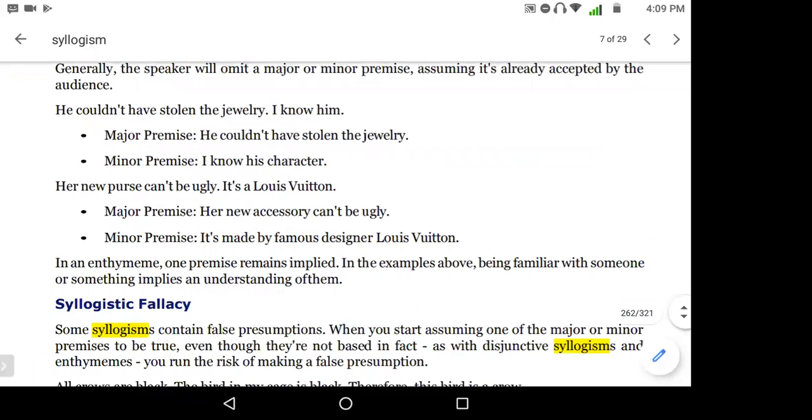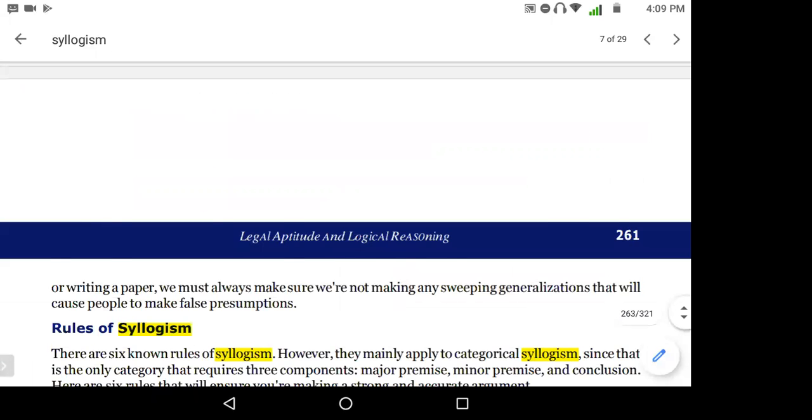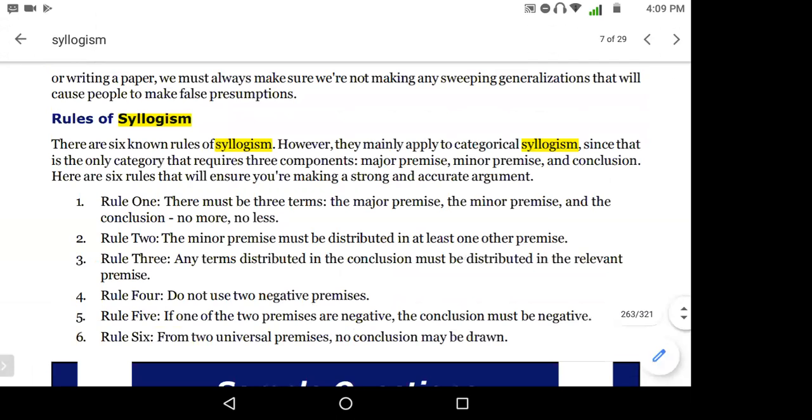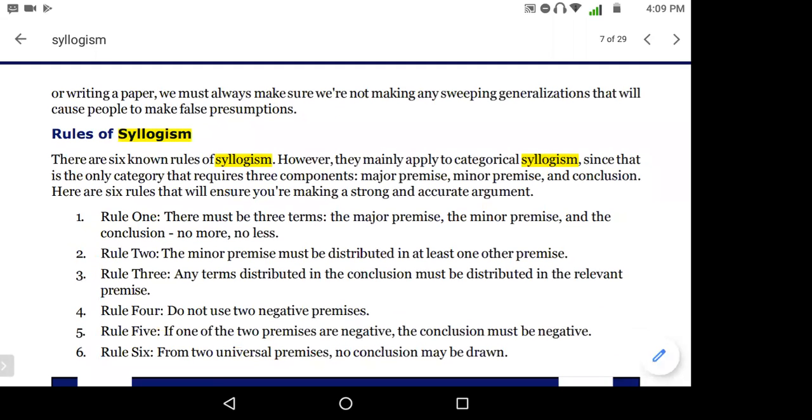Okay, we'll just understand the rules of syllogism and solve few problems. So there are 6 known rules of syllogism. However, they may apply to categorical syllogism since that is the only category that requires 3 components: major premise, minor premise, and conclusion. Okay, so these are the 6 rules. Let us see. Rule 1. There must be 3 terms: major, minor, conclusion. So we have understood what are these: major premise, minor premise, and conclusion.